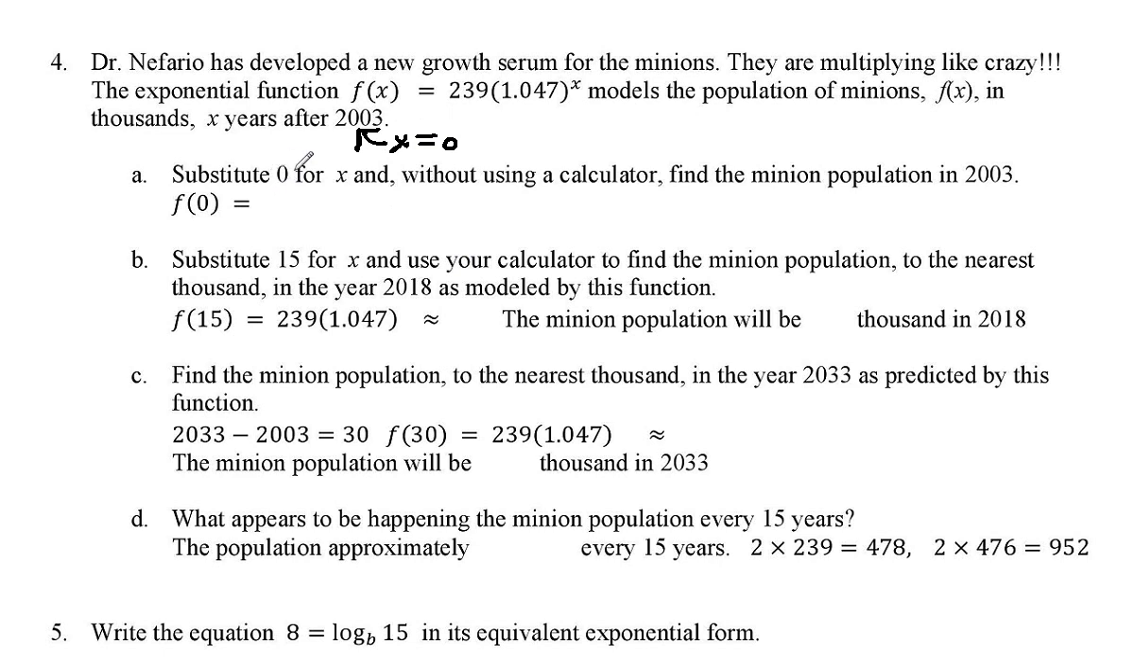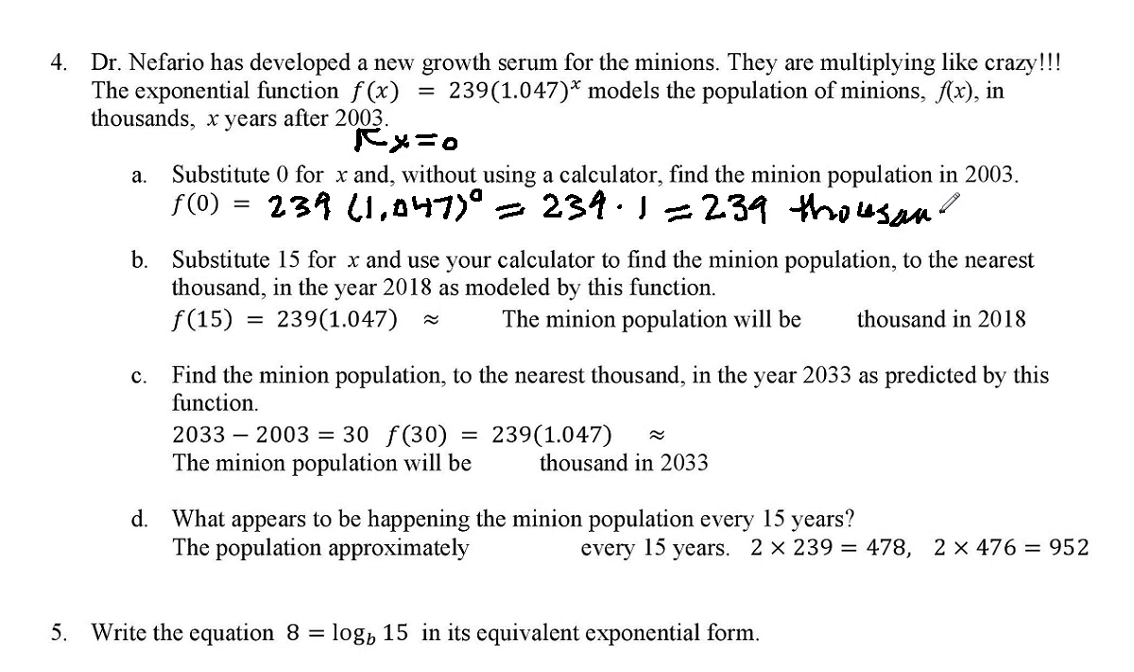And so now it says substitute 0 for x, and without using a calculator, find the population in 2003. Okay, so x equals 0 corresponds to 2003. Going to plug a 0 in there. So f of 0 is going to be 239 times 1.047, and then that gets a 0 power. Remember, anything to the 0 power is 1, so this is just 239 times 1, which is just 239, and that's in thousands. So 239,000 minions. So he's got a few minions sitting around. Okay, we're going to multiply them.